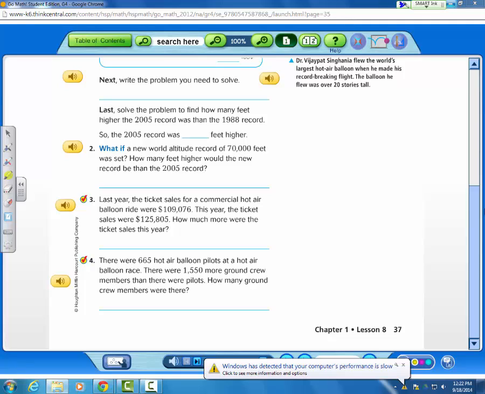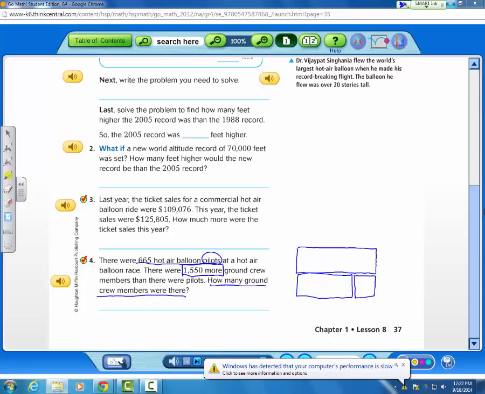So we know that there were 665 pilots. There were 1,550 more ground crew members. But the question is asking us how many ground crew members are there, so we don't know how many yet. So if we draw our diagram, we have two boxes, one longer than the other, and then our difference between the two amounts.